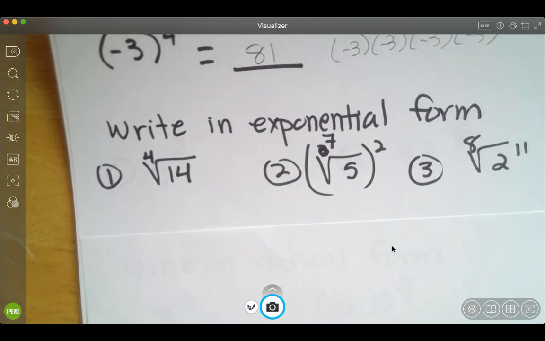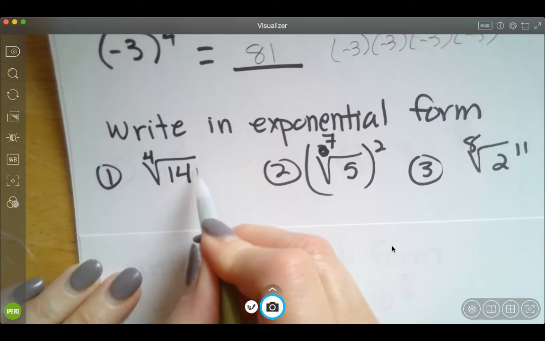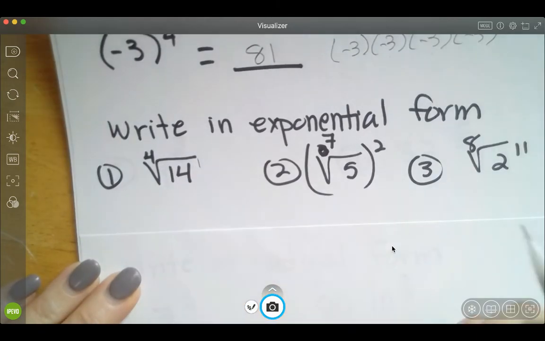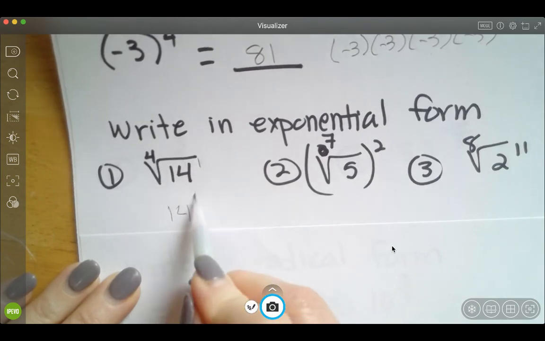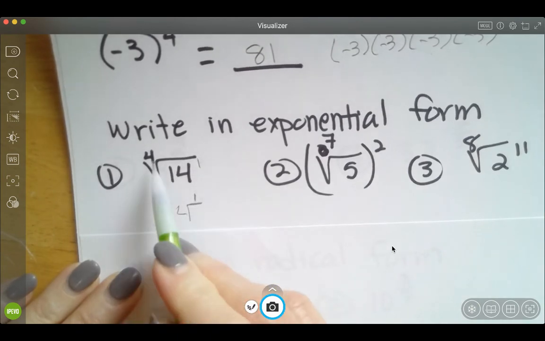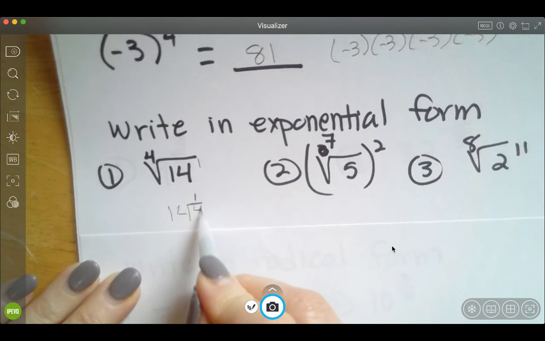So our base is going to be 14. We have an understood exponent of 1. So we have 14. We know that the exponent is the numerator, and we know that the index or the root number is 4. So 14 to the 1/4.